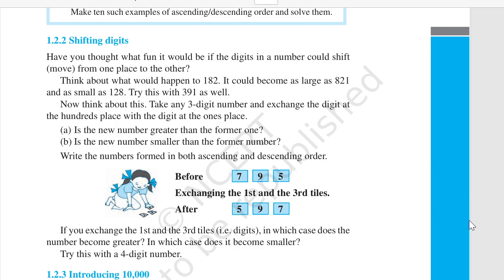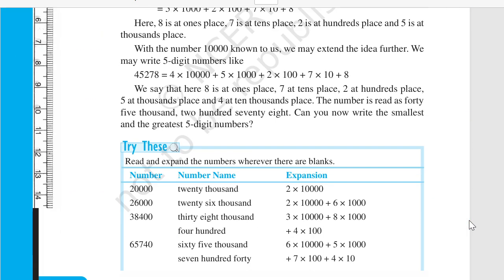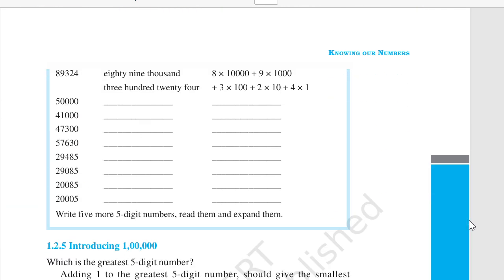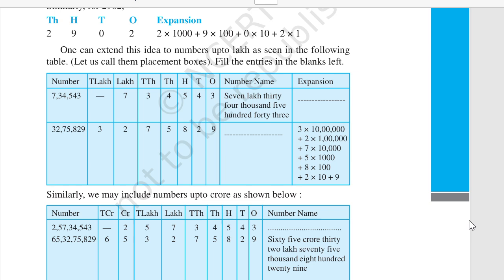expansion properties of the number. Expansion properties, and how we can find out or write down the number's name. And we will make the chart, the placement chart, like this. We will make a placement box where we will put the digits in the placement box, and we will make the expansion chart and the number name also.